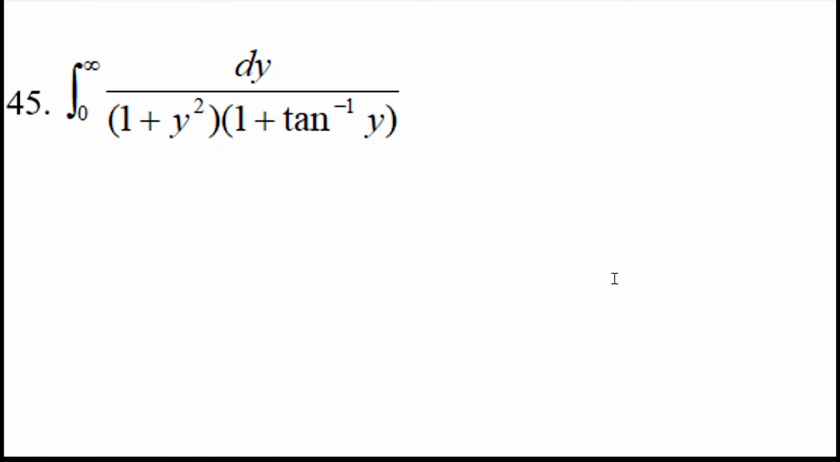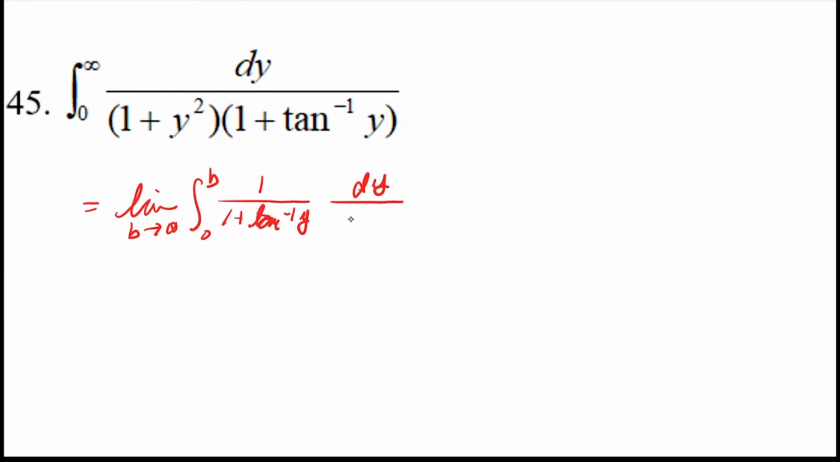Okay, so this one you can just integrate. Okay, let's see how that can be done. So let me first rewrite it. Limit as b approaching infinity and from 0 to b. So far so good. Okay, and then I'm gonna separate these two. So we have 1 plus inverse tangent of y, and then the other part, I'm gonna write dy here, and 1 plus y squared. Now, why would you want to do such a thing, right?